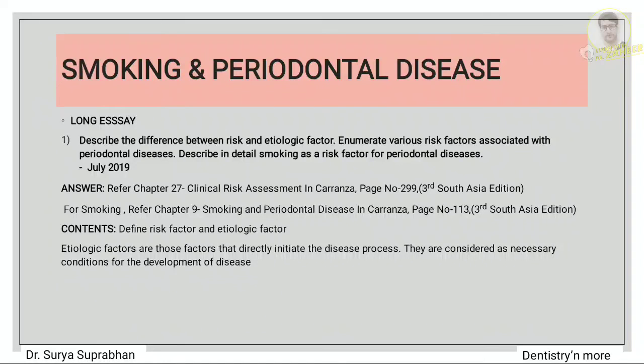For the second part of the question also you can find the answer in chapter 27. And for the third part, describe in detail smoking as a risk factor, you have to refer chapter 9, smoking and periodontal disease. In chapter 27 they have not mentioned the etiologic factor, so I have just mentioned it here. What are etiologic factors? They are factors that directly initiate the disease process, and they are considered a necessary condition for the development of disease. For the risk factor, you refer to this particular chapter.